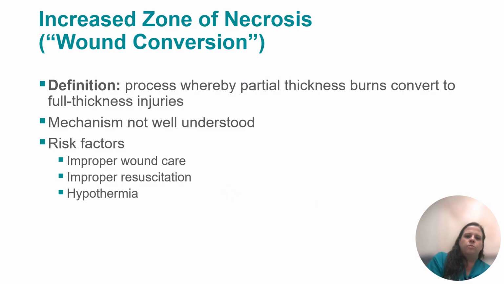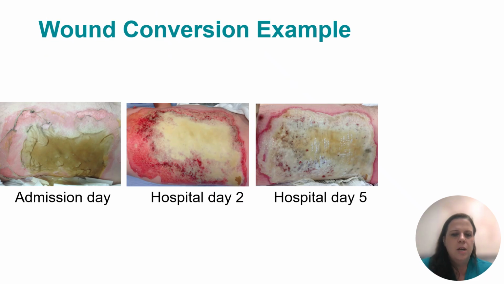Increased zone of necrosis, or wound conversion. So when we go back to this picture here, let me go back. Here we go. That talks about wound conversion. If you look at that picture on admission day, it is a very centralized third-degree burn in the middle of that burn. But by day 5 in the hospital, that whole burn is white. That is a great example of wound conversion, where that patient either was already in poor health, whether it was diabetes or vascular disease, or they did not receive enough nutrition, or infection is another good reason that wounds do end up converting.